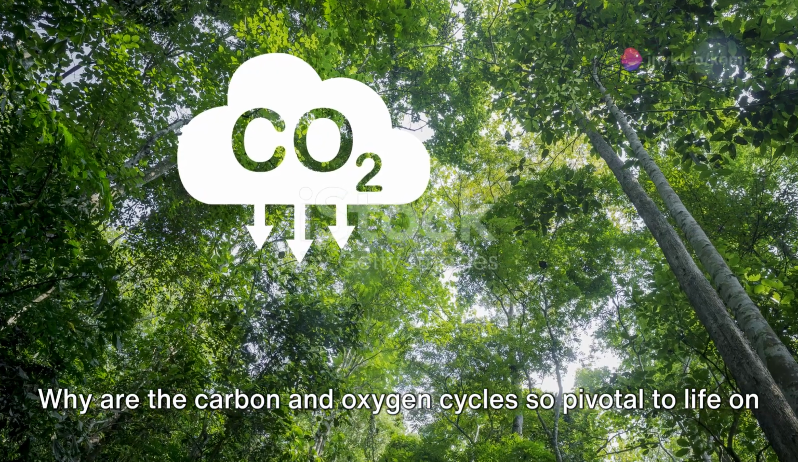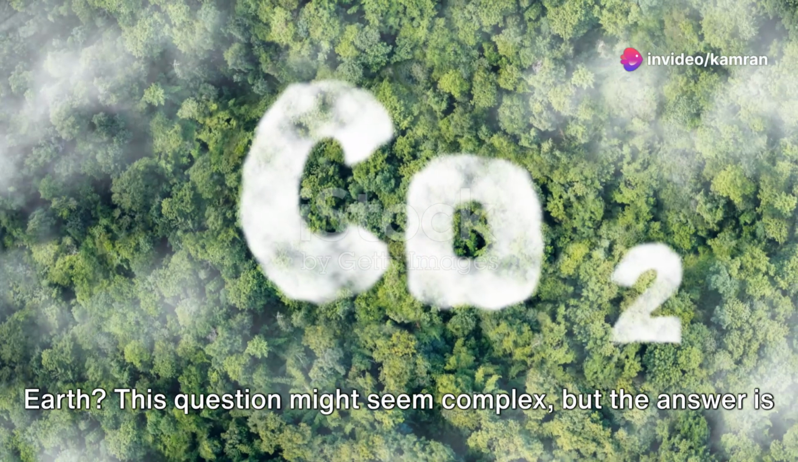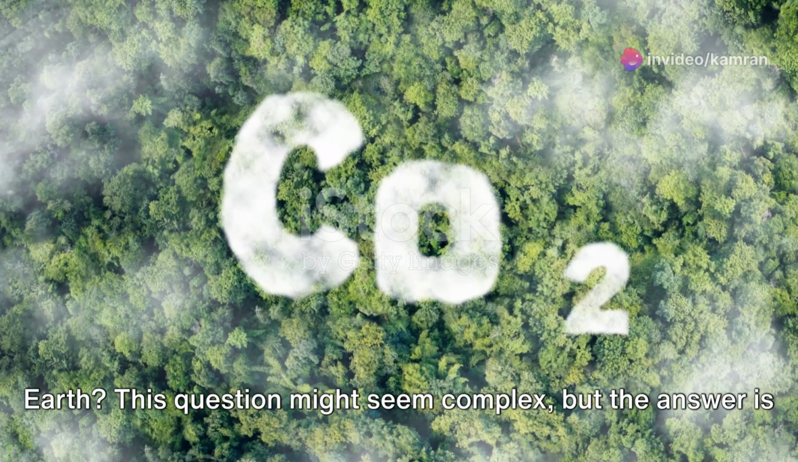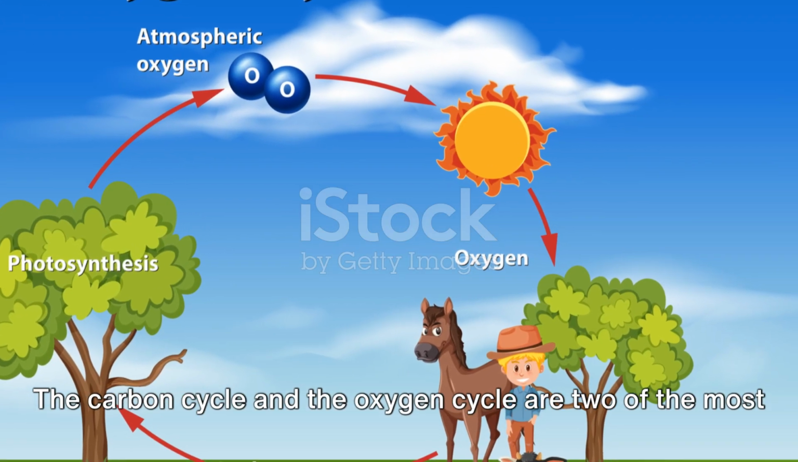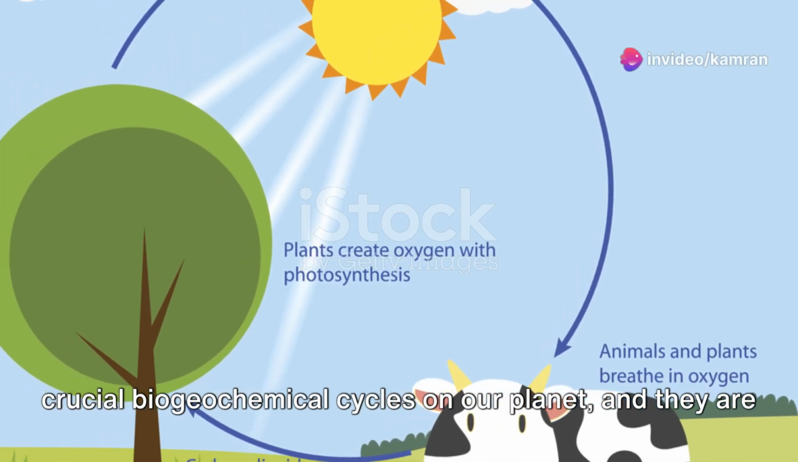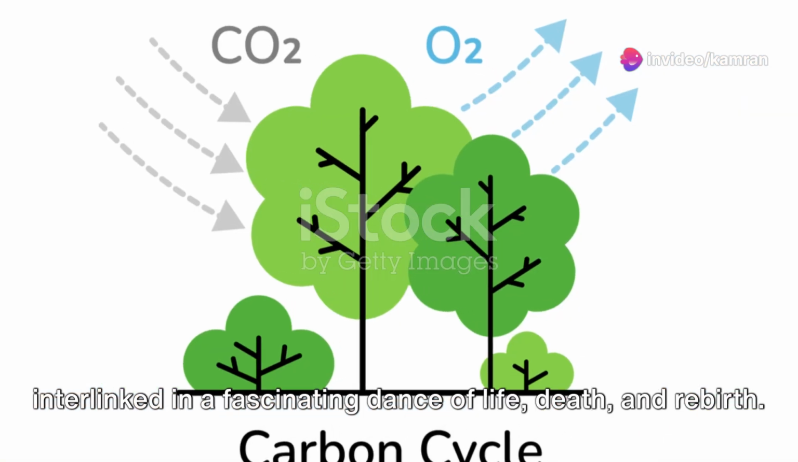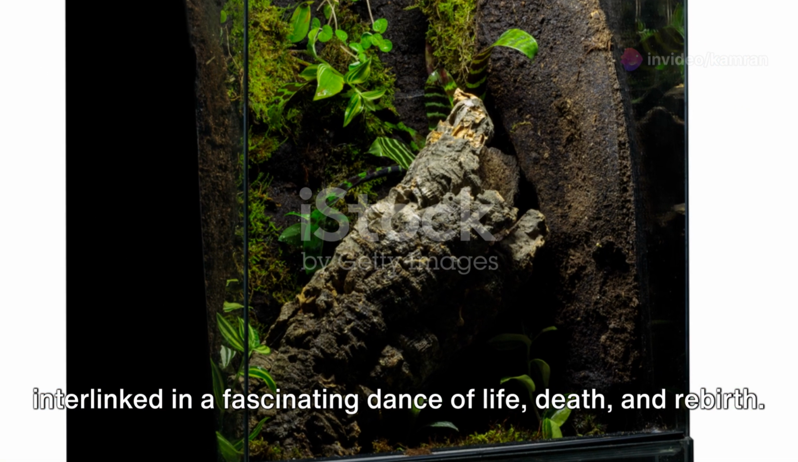Why are the carbon and oxygen cycles so pivotal to life on Earth? This question might seem complex, but the answer is surprisingly simple. The carbon cycle and the oxygen cycle are two of the most crucial biogeochemical cycles on our planet, and they are interlinked in a fascinating dance of life, death, and rebirth.